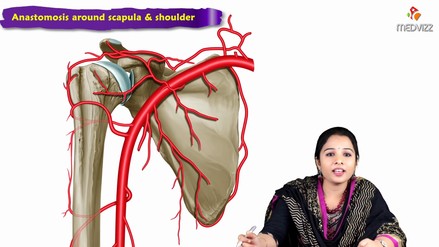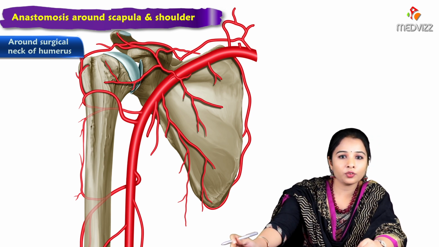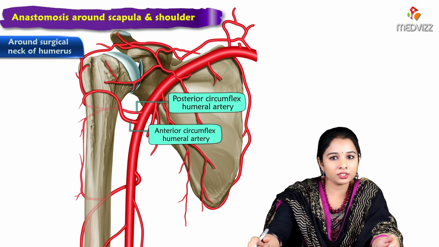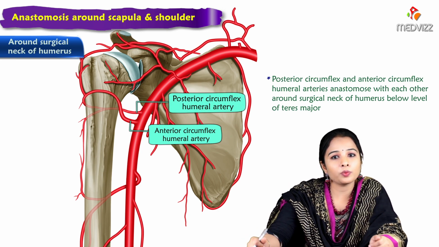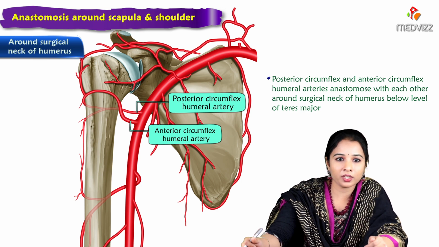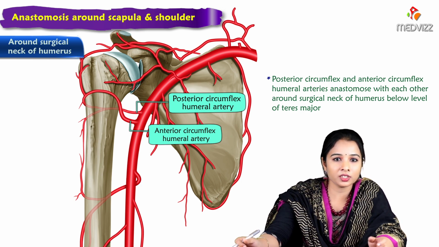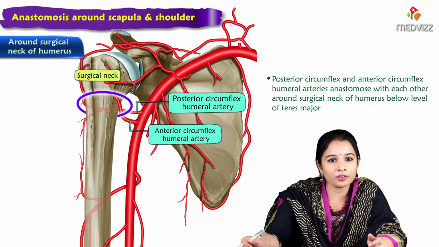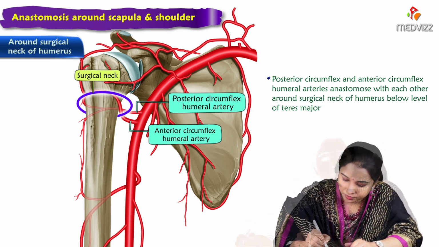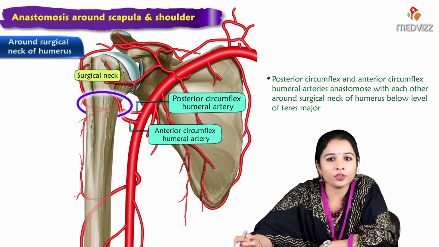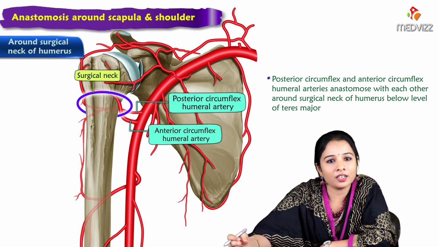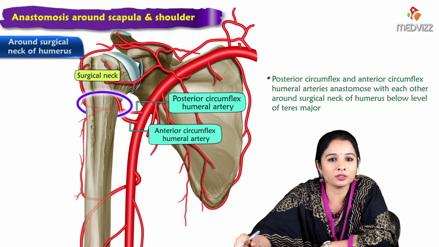Okay, let's see the anastomosis around the surgical neck of the humerus. There are two circumflex humeral arteries, anterior and posterior. The posterior and anterior circumflex humeral arteries anastomose with each other around the surgical neck of the humerus, that is below the level of the teres major muscle. Around the surgical neck of the humerus, where the axillary nerve is present, at the lower border of teres major.